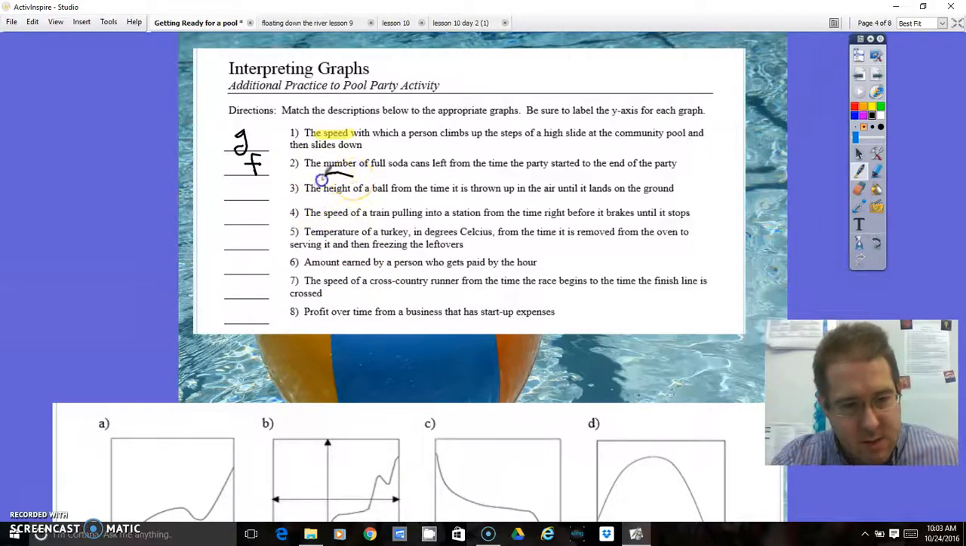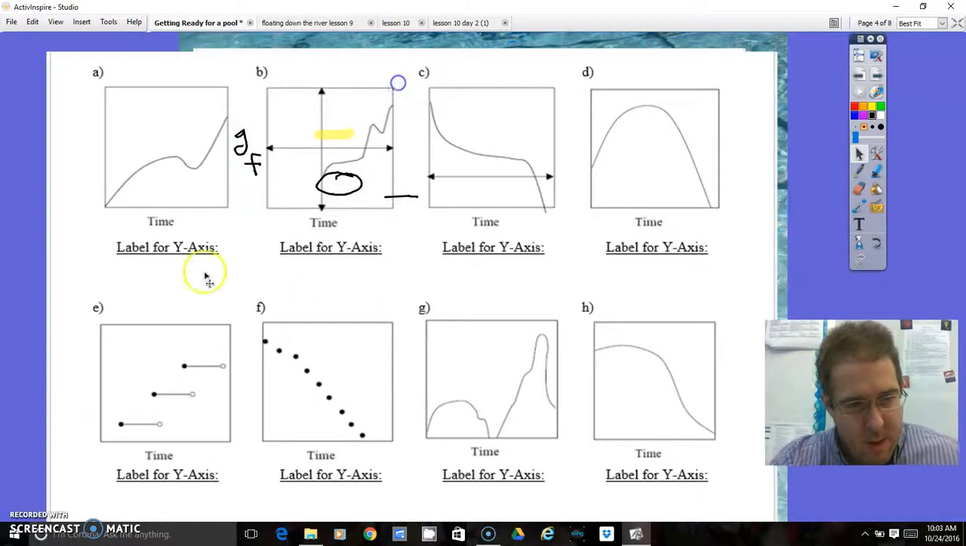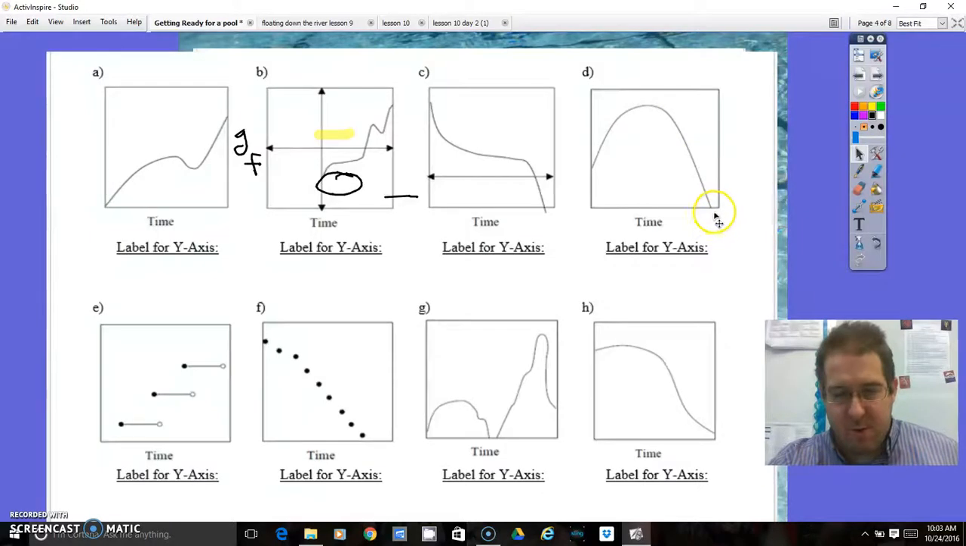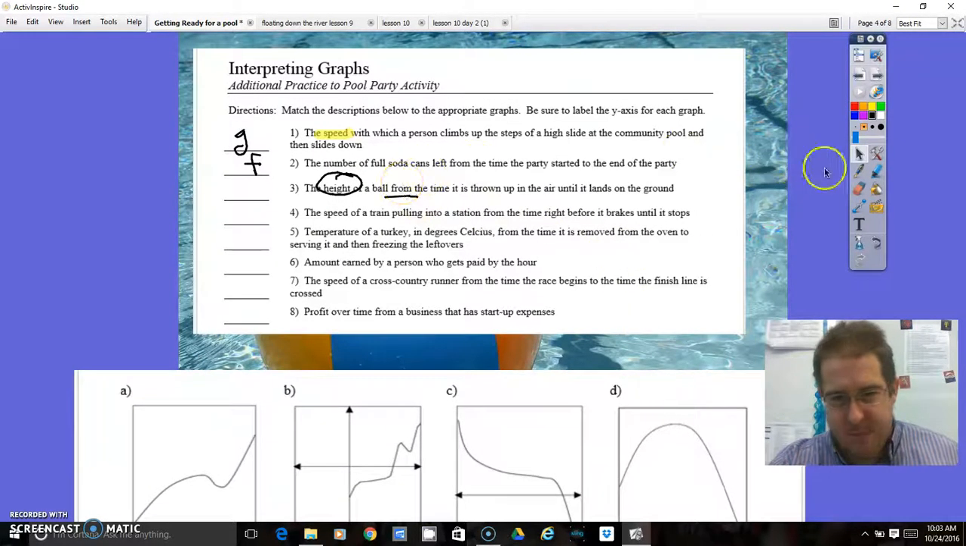The height of a ball, so we're talking about the height of a ball. After it was time to throw up, okay, into the air until it lands to the ground. So the height of the ball when it starts to be thrown, it would be right here where you're holding it and throwing it. You throw it up into the air, and its height increases, and over time it's going to fall down to the ground because of gravity. So that's definitely letter D.